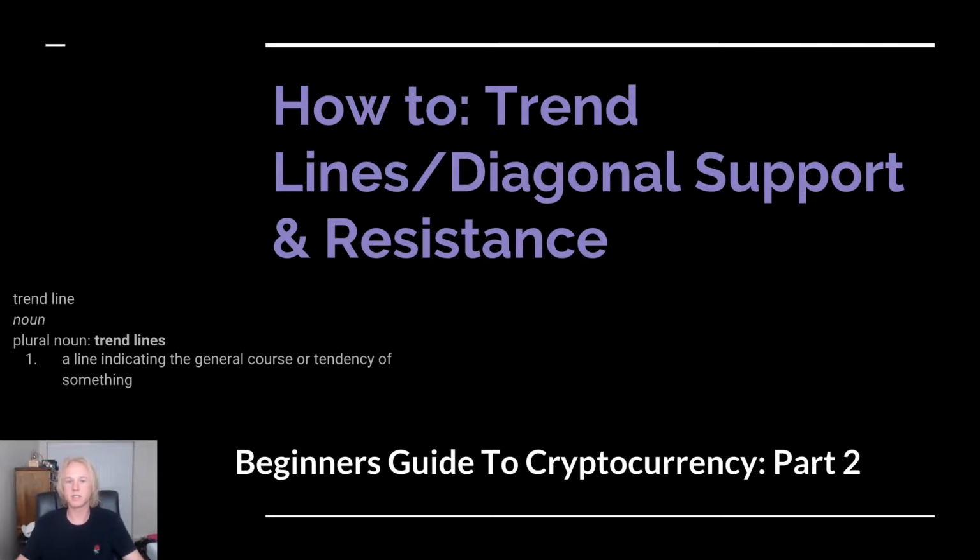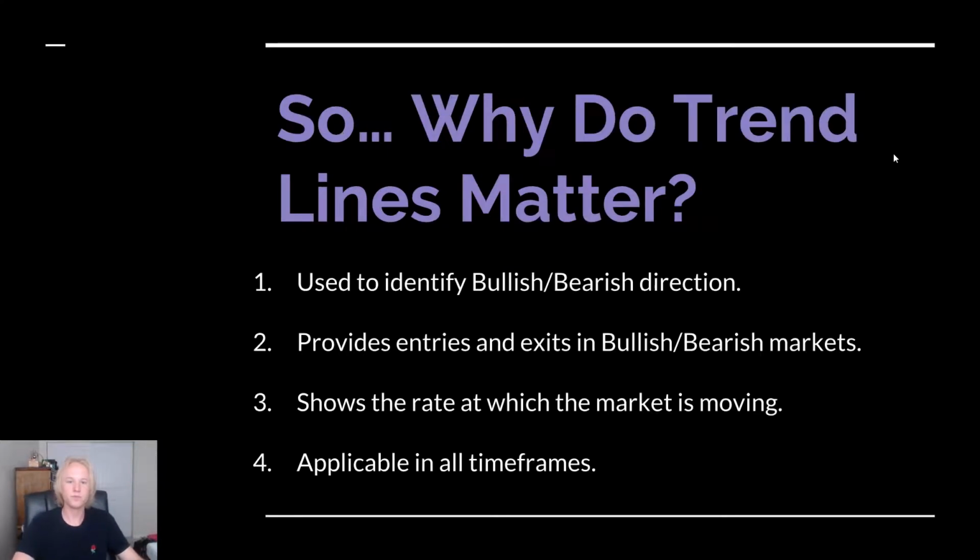Today we are going to be getting into part 2 of our Beginner's Guide to Cryptocurrency series. In this video, we are going to be covering trend lines and diagonal support and resistance. For those that do not know, a trend line is a line indicating the general course or tendency of something. In this case, we will be tracing price data on some candlestick charts. So let's just get right into this then.